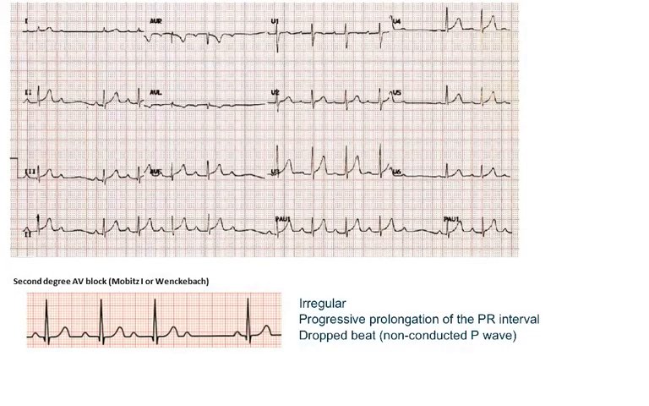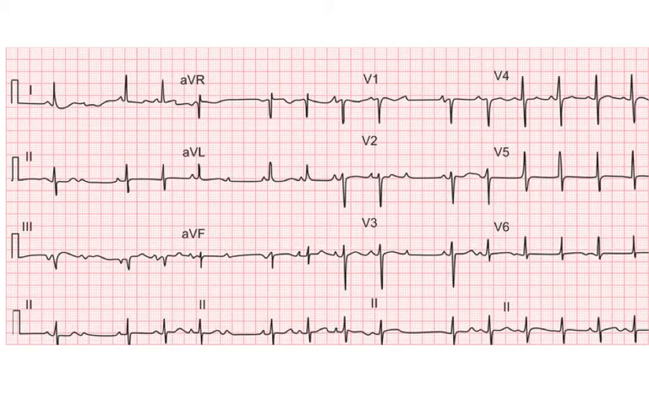So an ECG that shows irregular rhythm with progressive prolongation of PR interval. Progressive prolongation means that the PR interval keeps on increasing until a drop beat occurs. That's a second degree AV block, Mobitz type 1.